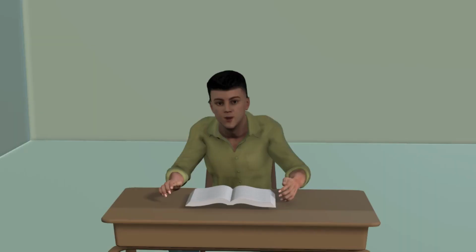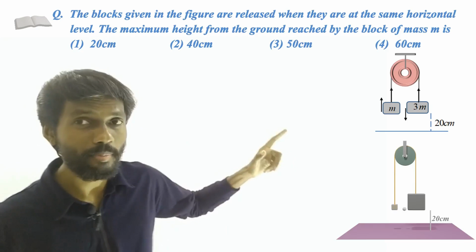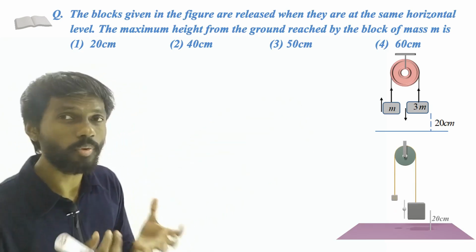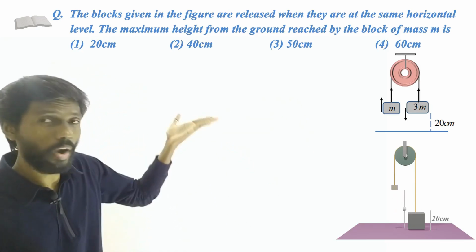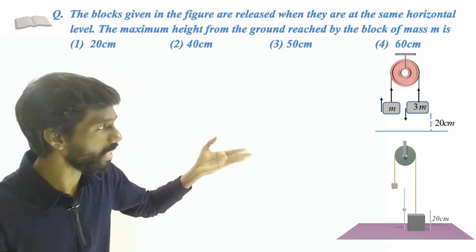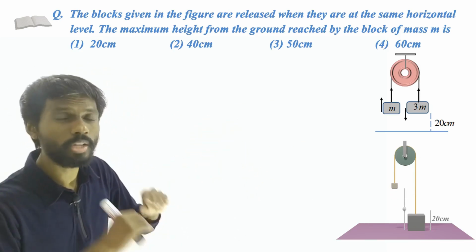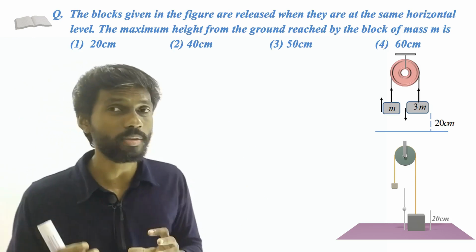So what is the maximum height? 20 plus 20, 40 centimeter. See, when that block reaches the ground, it has covered a distance of 20 centimeter. So this block will also move up by a distance of 20 centimeter. Already it is at a distance of 20 centimeter from the ground. So 20 plus 20, so 40 centimeter. So that is the answer.